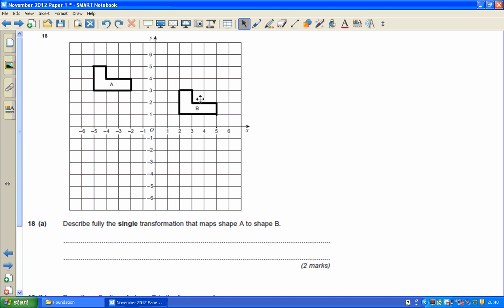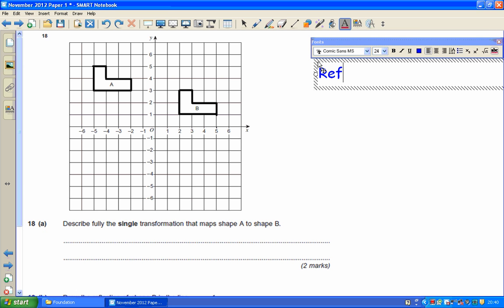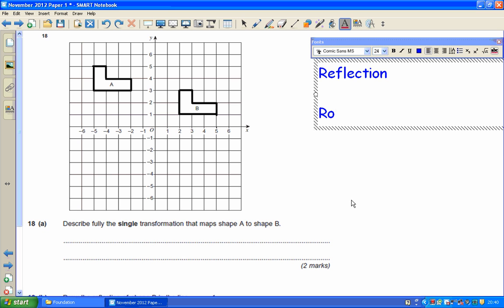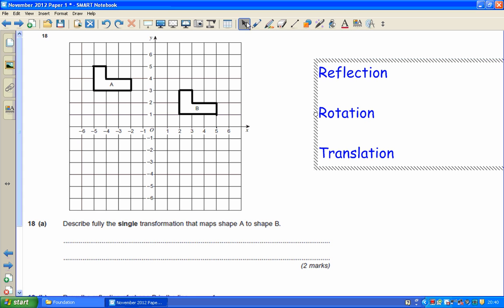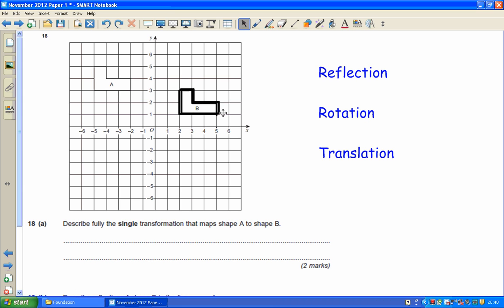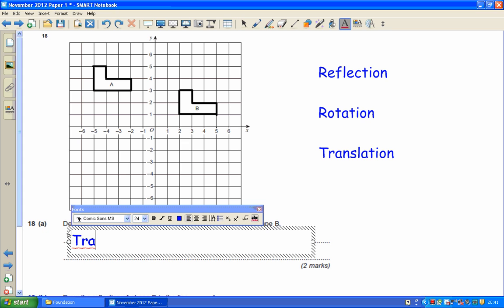Complete the single map shape B. Okay, so there's three types of transformations. There is a reflection, when it reflects over a line or flips over a line. We've got a rotation, when a shape is spun around, and then we've got a translation, when a shape is slid across the page. So there are our choices. We want to go from A to B, we can see we've just slid that across from one place to another. So the proper word for that is a translation.